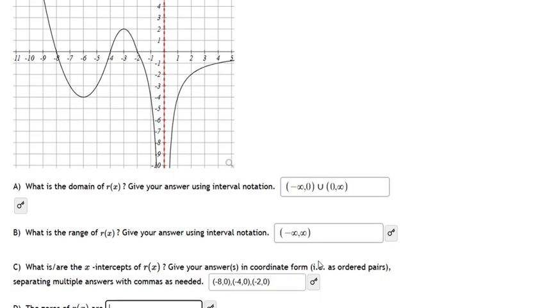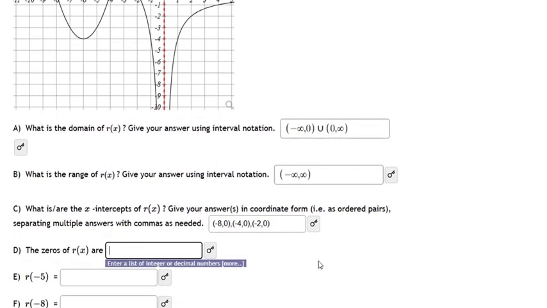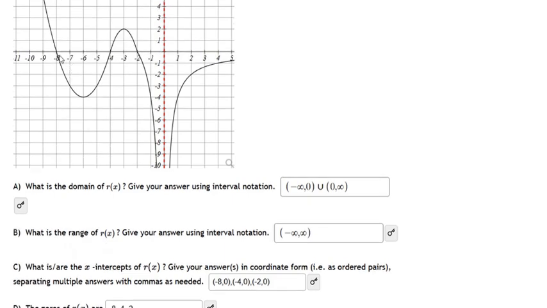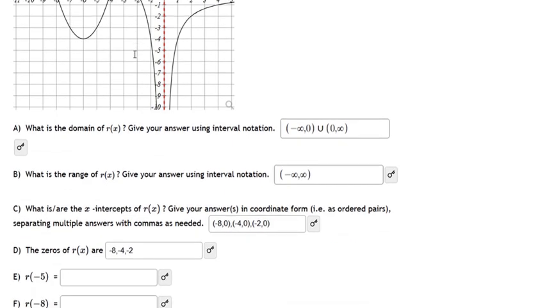The zeros, those are the same as the x-intercepts, just they don't want points. These are all the places where the function equals 0. Negative 8, negative 4, negative 2.